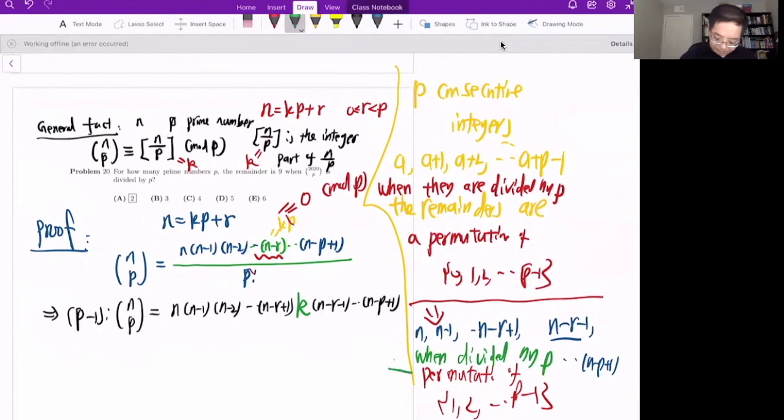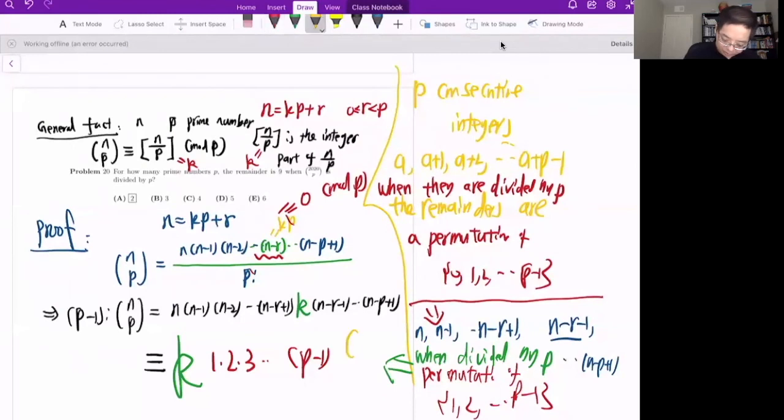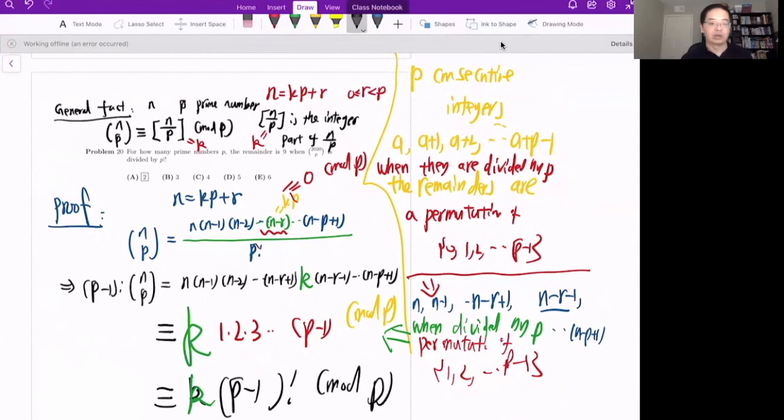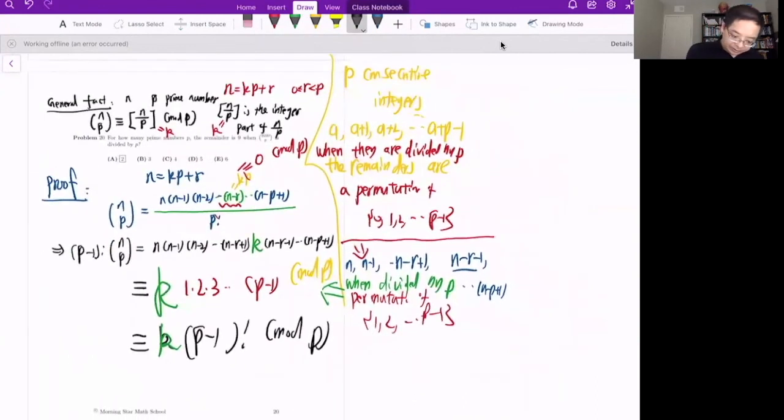All right, therefore this implies if I divide by p, the remainder is going to be just k times p minus 1 factorial, right? So it's 1 times 2 times 3 all the way to p minus 1. Of course, here is modular p, right? Okay, so let me summarize this. So I have this k, and then we have p minus 1 factorial modular p, right? All right, now this tells us these two things have the same remainder when divided by p.